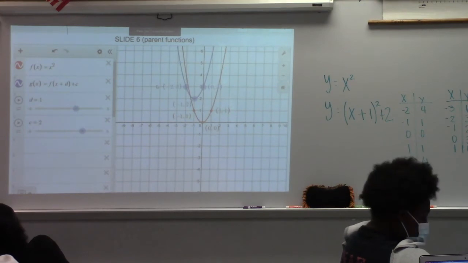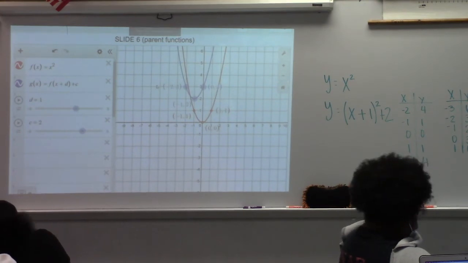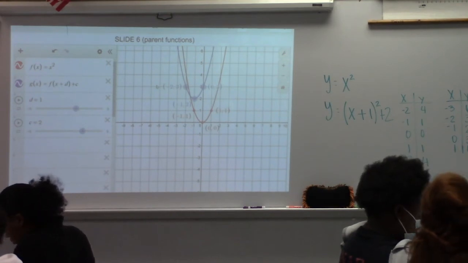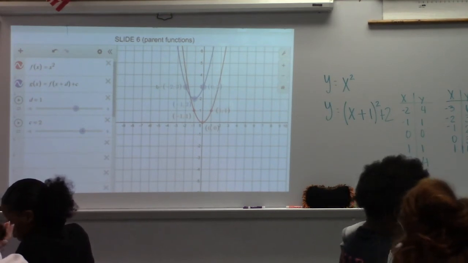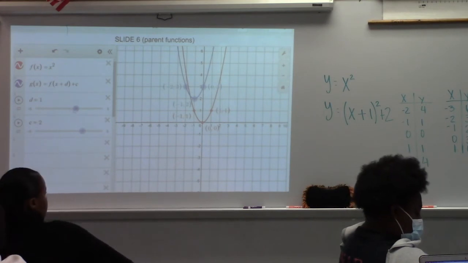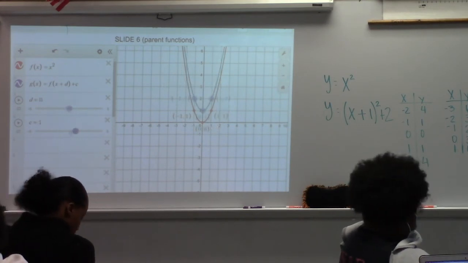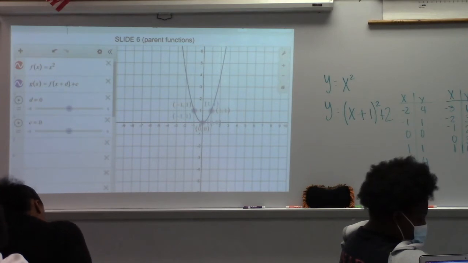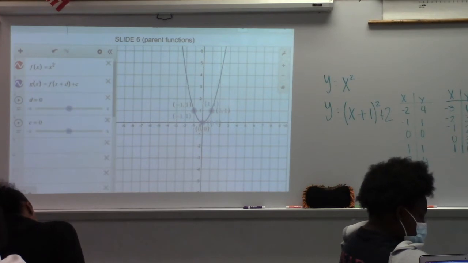Okay guys, so I'm using the slide we looked at the other day as a reference to show you what's happening in this transformation of these tables. When my functions are like this, the equation for both of them is y equals x squared. Okay, does everyone agree?